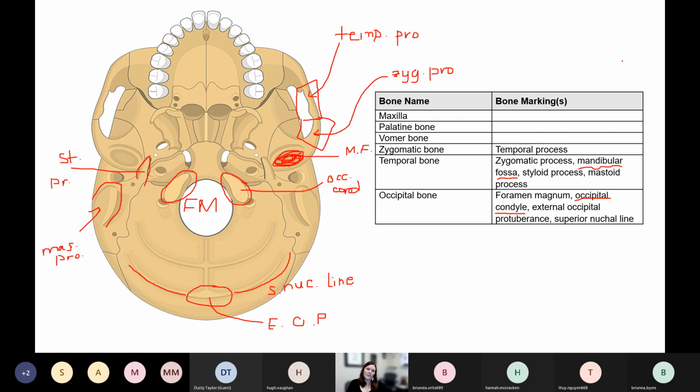What questions do we have? Or shoot me some kind of emoji. What do we think? How are we feeling? Here's my emoji for you. Love it.